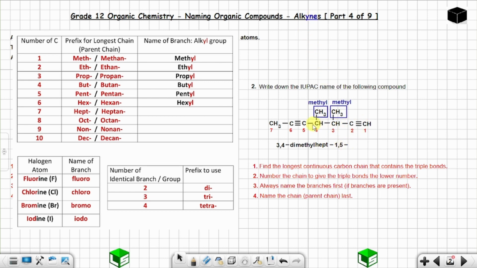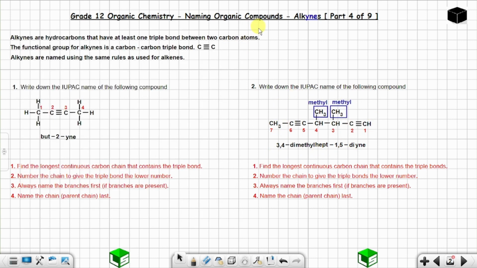But before that, you have 2 groups, so you are going to use di. Di, and you can follow this with the suffix yne. So this is the full name for this organic compound. Okay, let's move on.